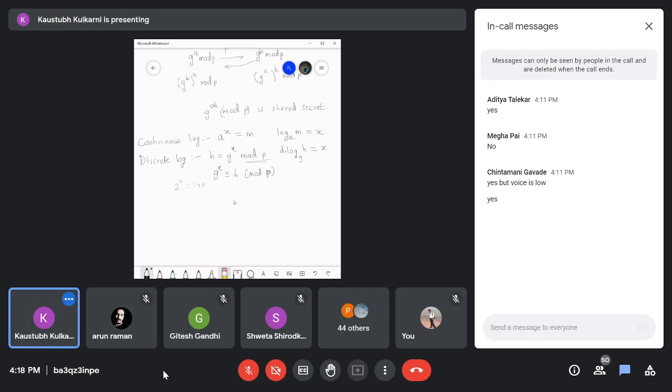One method is the brute force method, trial and error. You'll start from x equal to 1, and try all the possible values of x, and you'll find the value for which you get h as the answer. That value of x will be your answer. The first one is brute force, which we are not interested in. We are not interested in trial and error or brute force in this case.